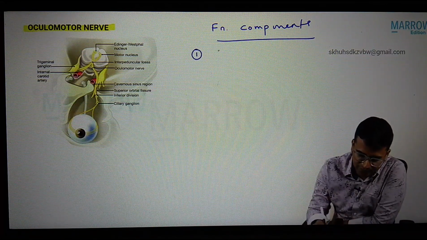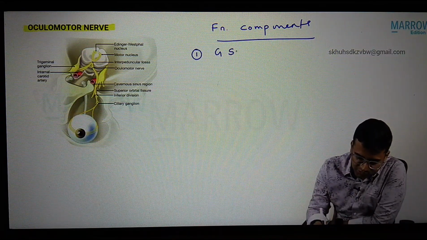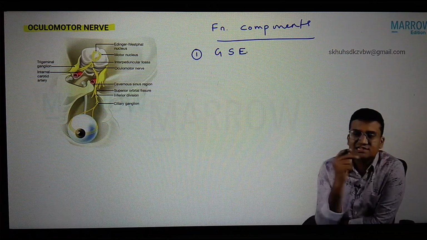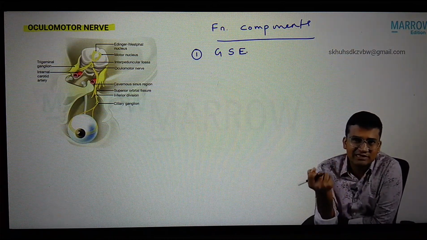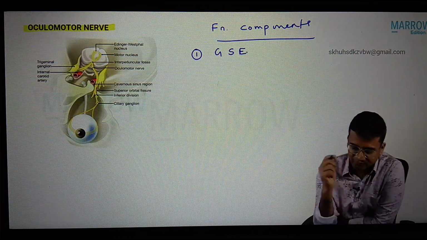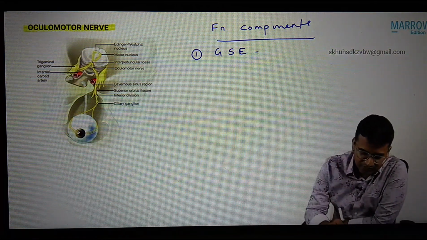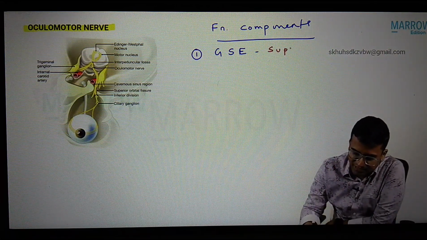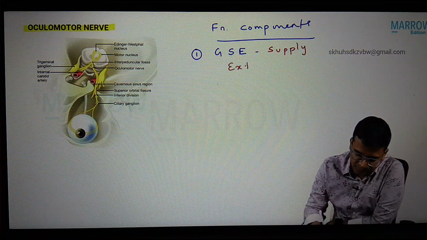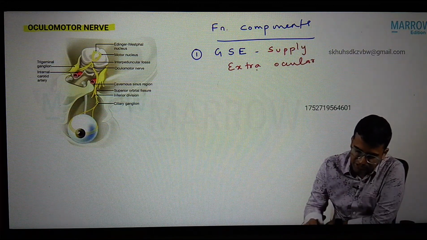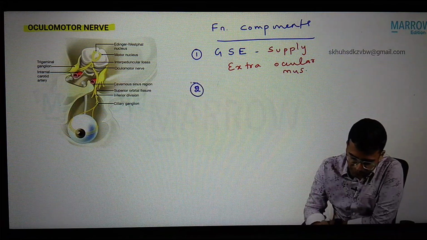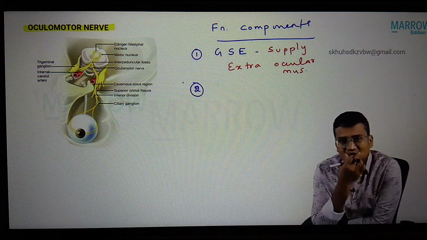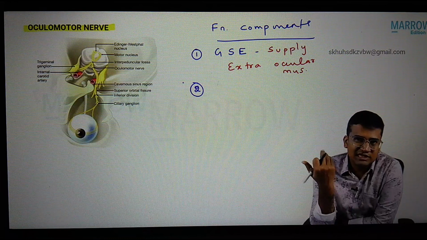Number one, general somatic efferent, GSE column. GSE column means it is supplying the extraocular muscles. Okay, so the GSE column is supplying the extraocular muscles.